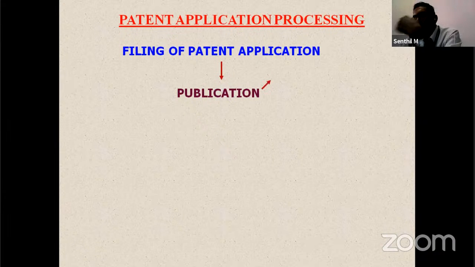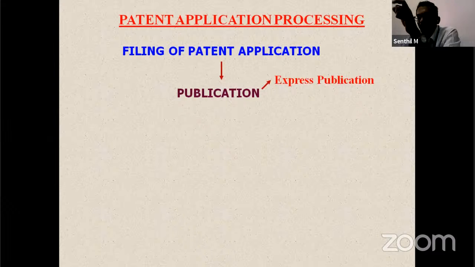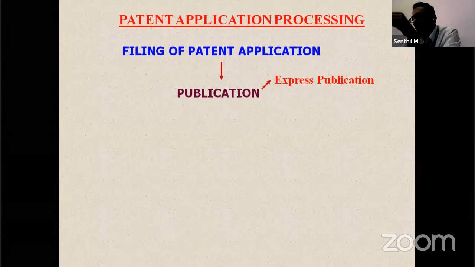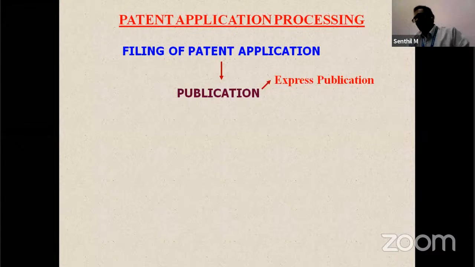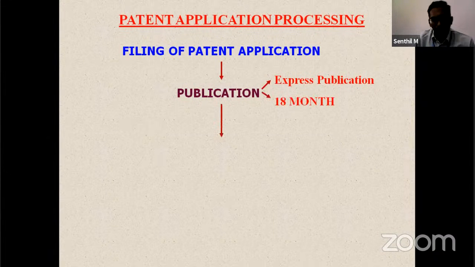If at all you want to speed up the publication, the Government of India has a provision. It is called express publication. We may have to pay a special fee and get it published within 2 to 3 weeks from the date of filing. So if you want to expedite the publication and get visible in the patent office, you can expedite it or you can wait for 18 months.